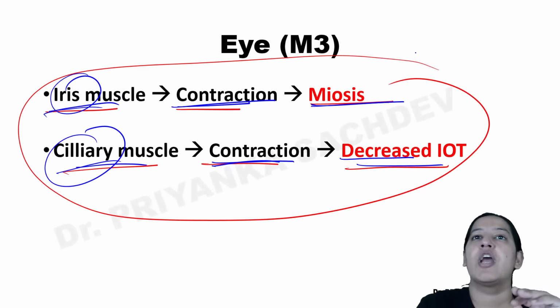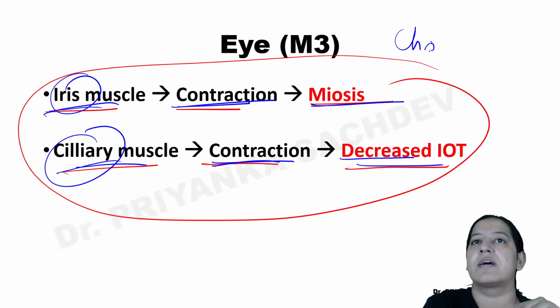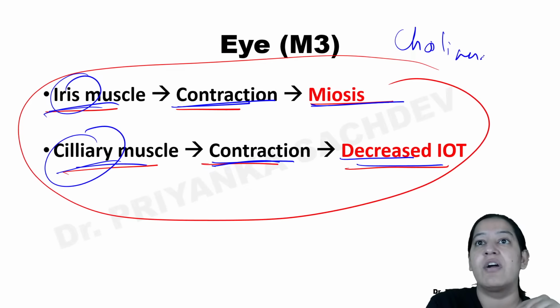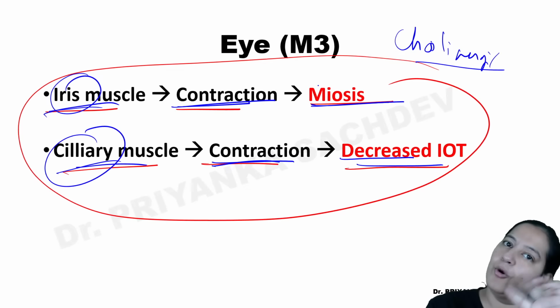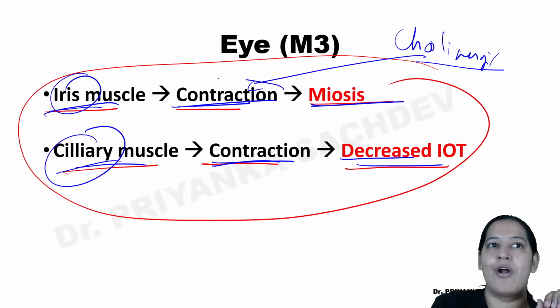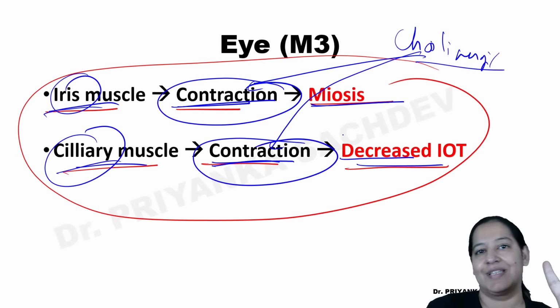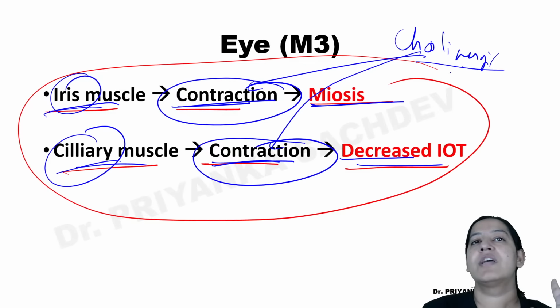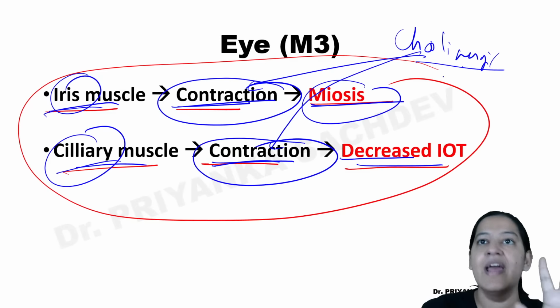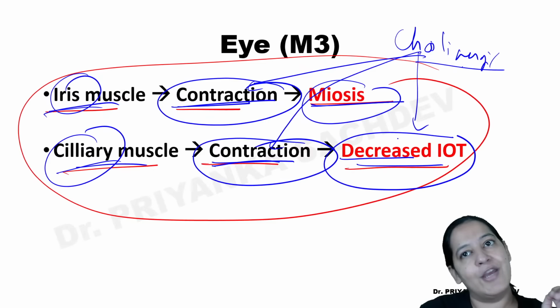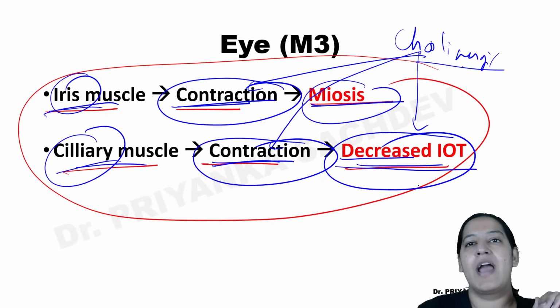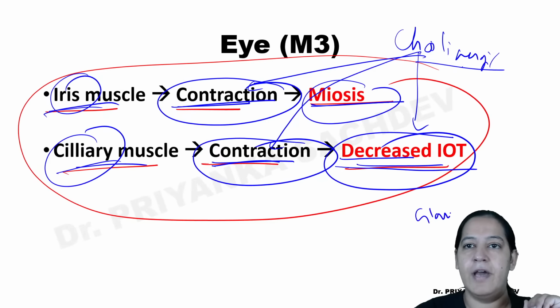So currently I am talking about my first chapter, cholinergic drugs. What will cholinergic drugs do? They will contract both muscles. So cholinergic drugs cause contraction of the iris muscle. Cholinergic drugs cause contraction of the ciliary muscle. Both. So in short, cholinergic drugs cause miosis in the eye, and cholinergic drugs decrease the IOP of the eye. Since they decrease the IOP, they are useful in glaucoma.